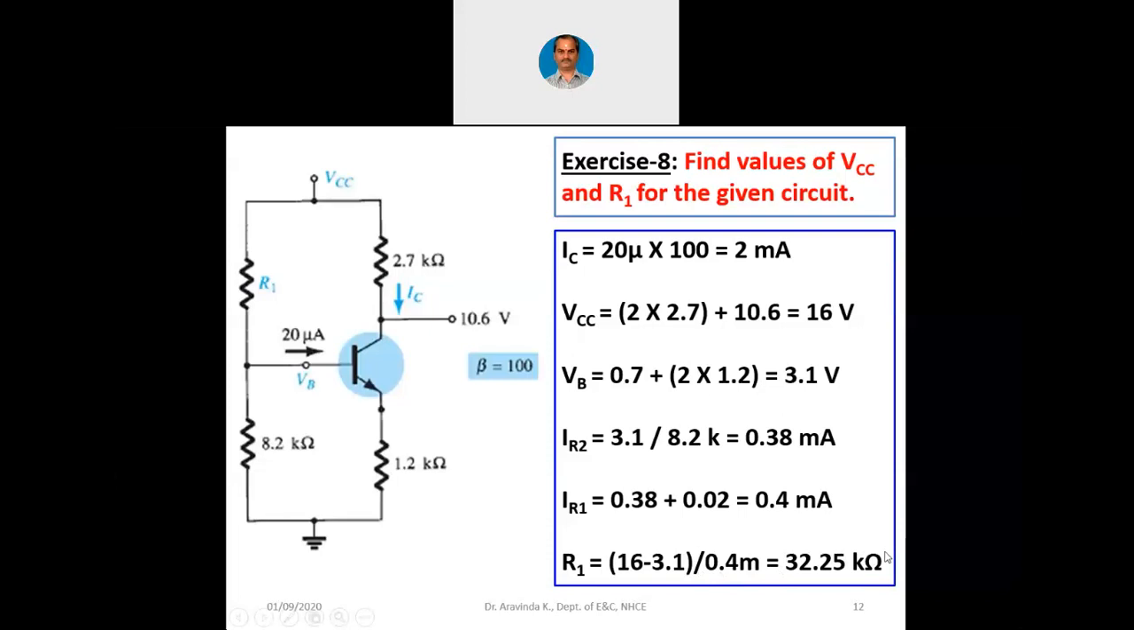The nearest standard value is actually 33 kilo ohms. But as I have already told you, you need not remember all the standard values as such now. You can write the answer as you obtain here.